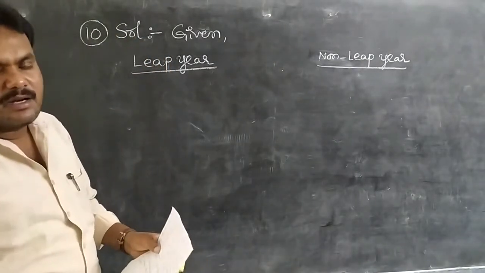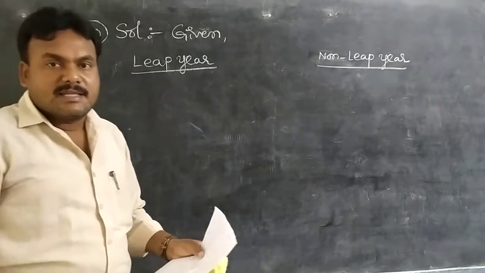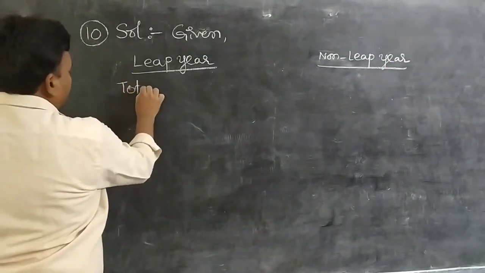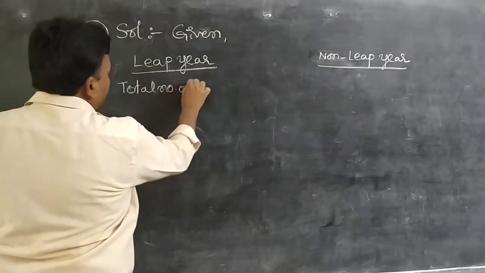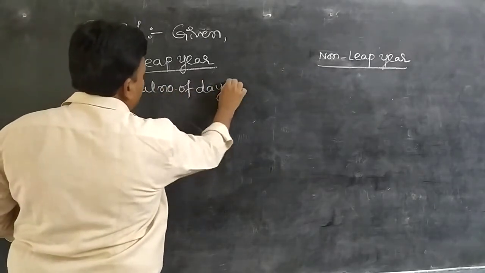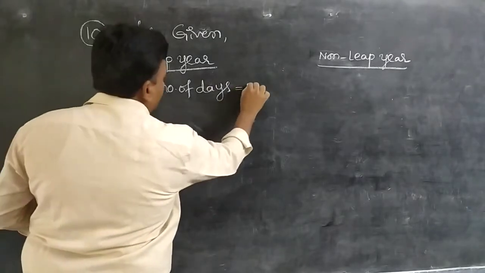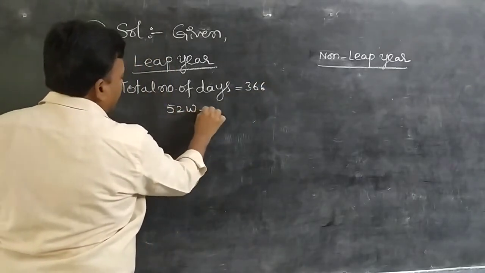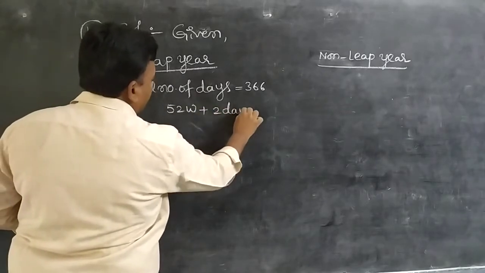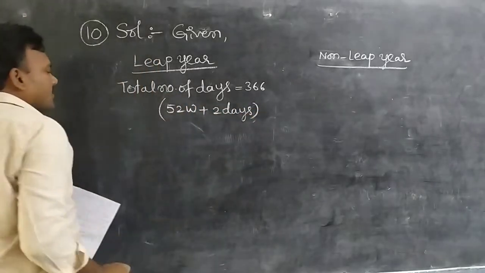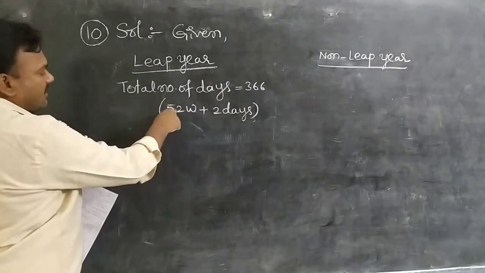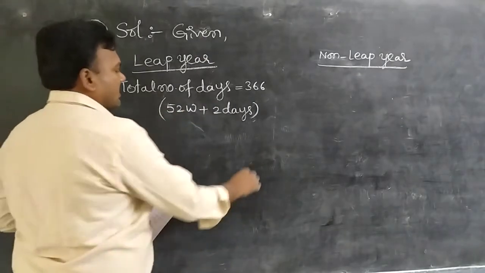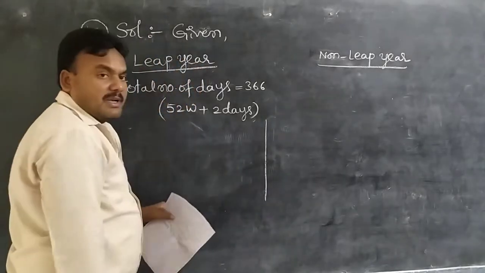How many days are there in a leap year? Yes, 366 days, students. In 366 days, how many weeks are there? 52 weeks and 2 days extra. 52 times 7 is 364, students. These 2 days are included, as I said already in the class explanation.